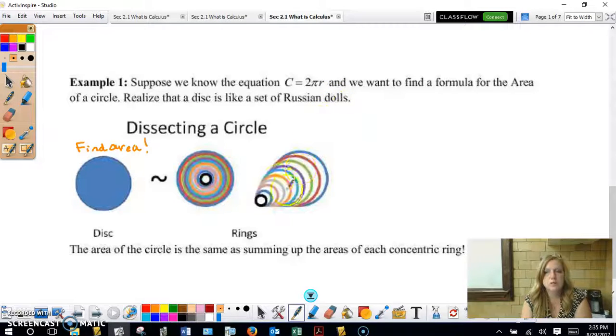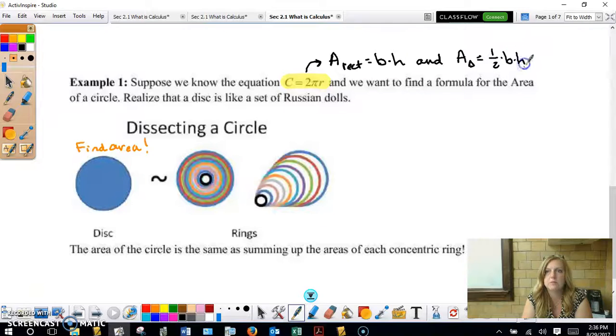So what we want to do is say, what do we know? What are we given? What pre-calculus things are we going to know to use? So suppose we know that the equation for the circumference is 2 pi r. So that is going to be our given. We know how to calculate circumference. Let's add to this. And let's say we also know how to find the area of a rectangle, which is going to be your base times your height. And we're going to know how to find the area of a triangle, 1/2 times base times height. So we're going to say that these are the things that we know how to do.